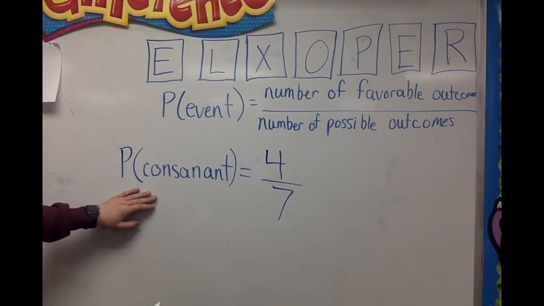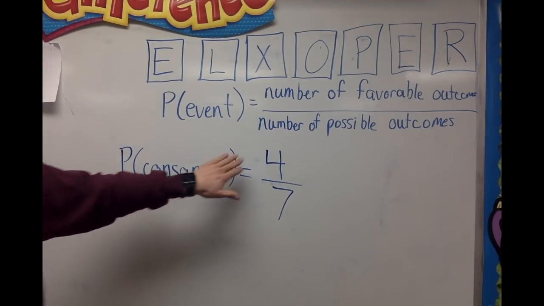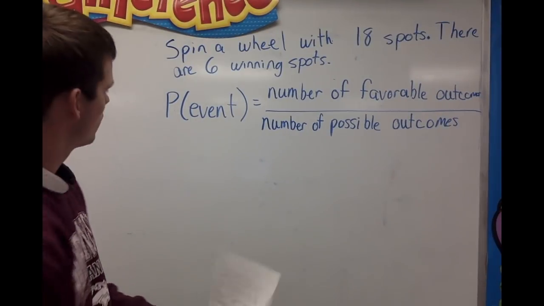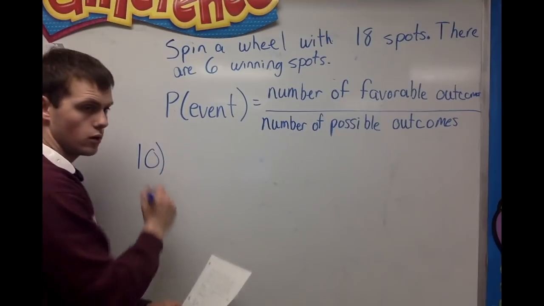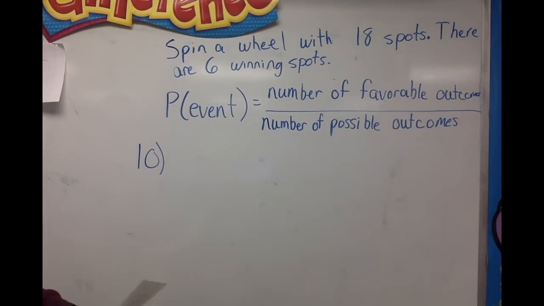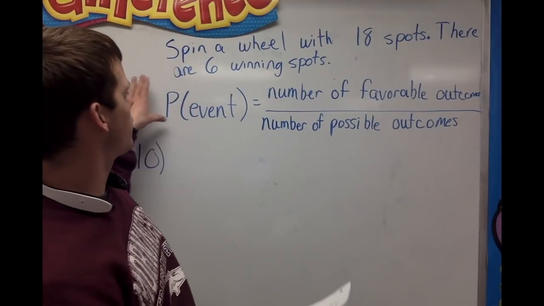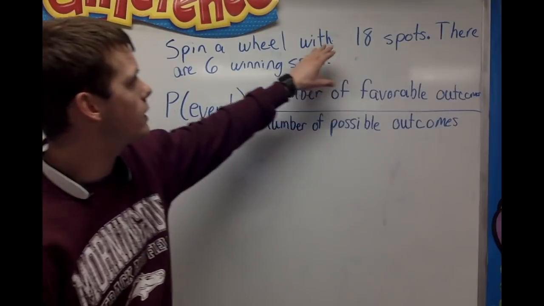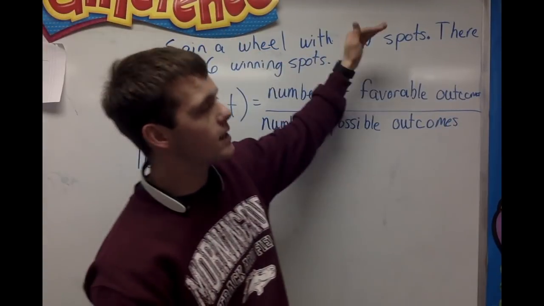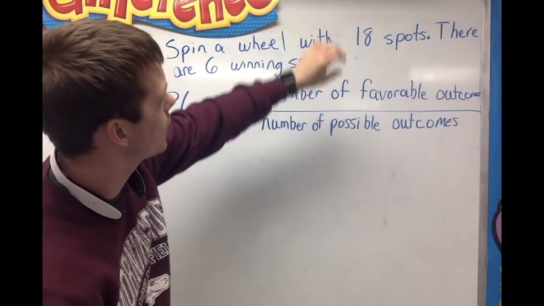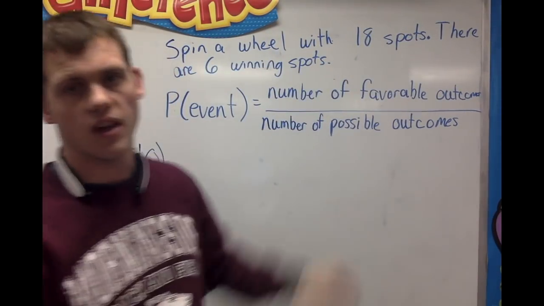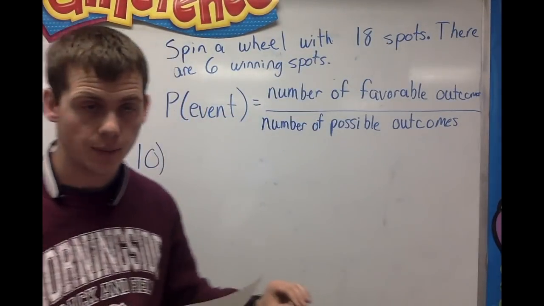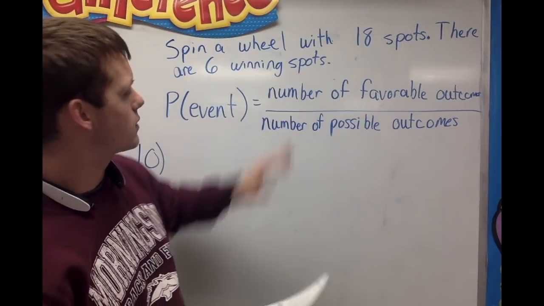So our theoretical probability is 4 over 7. Now, we're on a new problem. I believe this is number 10. So what we're gonna do is find the theoretical probability if we spin a wheel. If we spin a wheel, it has 18 spots that are possible and 6 spots that you can win in. So once again, 18 spots possible, 6 winning spots.